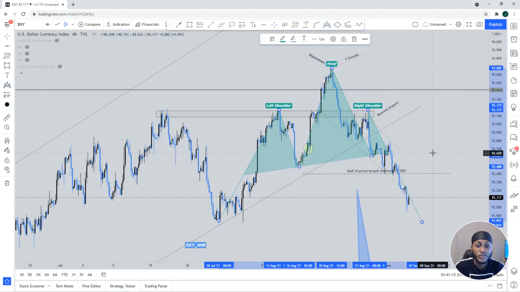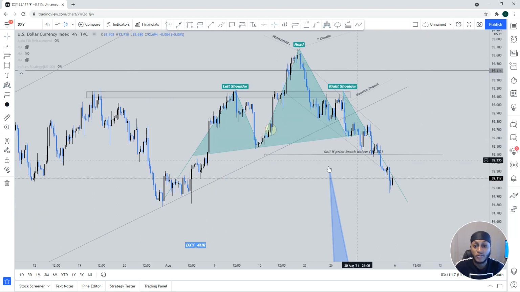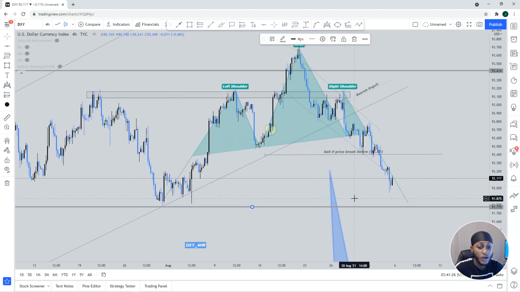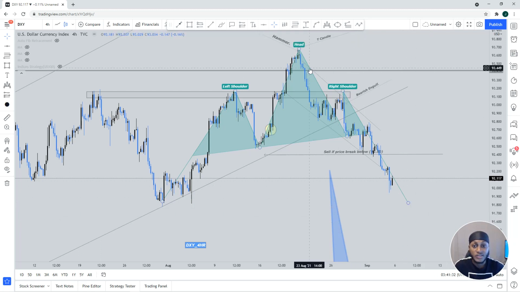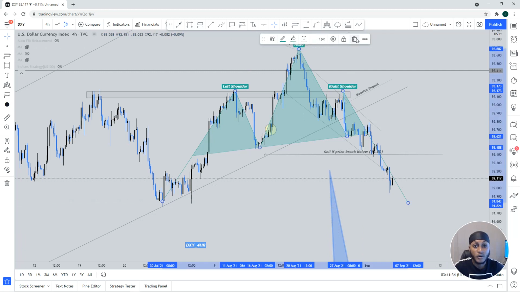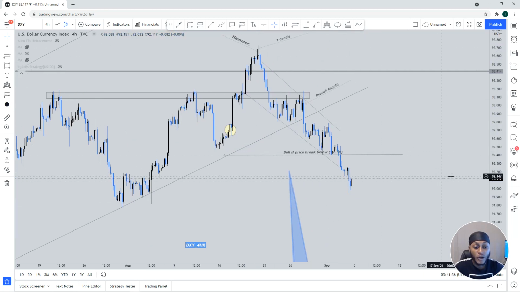So you can see right here we have some sort of support around 91.77. So possibly we're gonna see price reach back down into this zone before we start to see some sort of buying reaction. So for that, what I want to actually see, for me to confirm price is actually bearish.